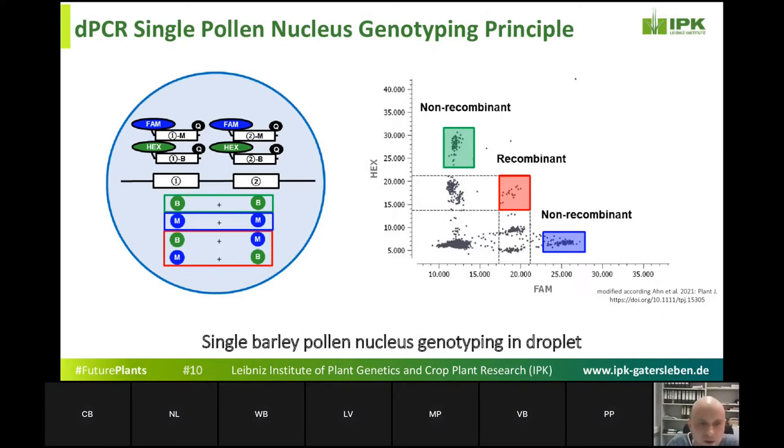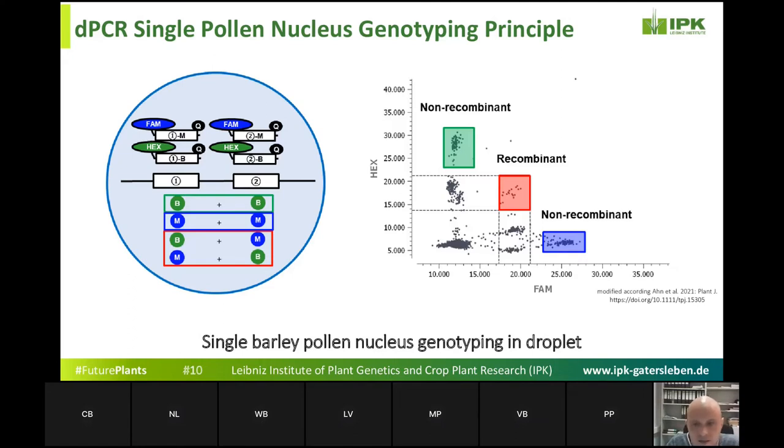For the genotype Barke, depicted here as B, we use a probe labeled in HEX, or green, and for the Morex genotype we use a probe which is in FAM. What you expect from a haploid meiotic outcome is, if you have a non-recombinant gamete, either BB or MM, so only HEX fluorescence or FAM fluorescence. In case you have a crossover recombination event between the markers in this haploid nucleus, you would expect B plus M or M plus B, meaning you would get a mixture of HEX and FAM.